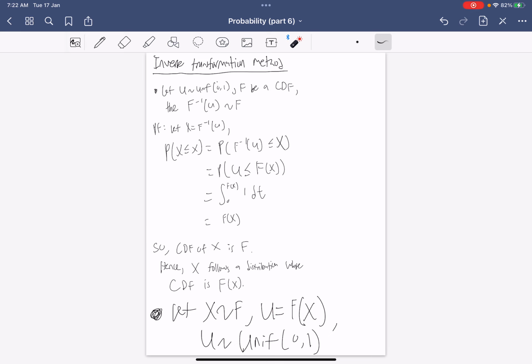So really, now you get a method of converting a uniform to the distribution you want, and from a distribution you can get a uniform random variable. So this gives you a method of generating random variables that follow a distribution that you want. And so it's very useful in simulating random variables for a computer.